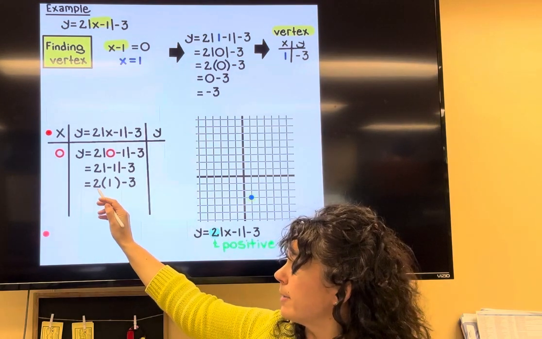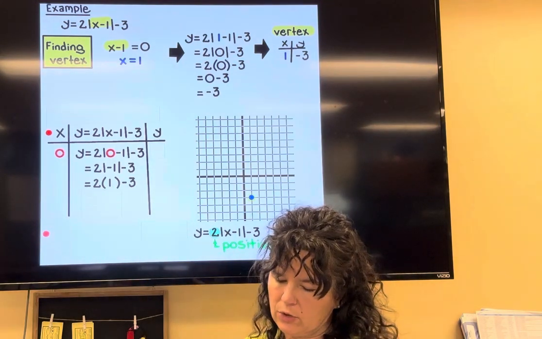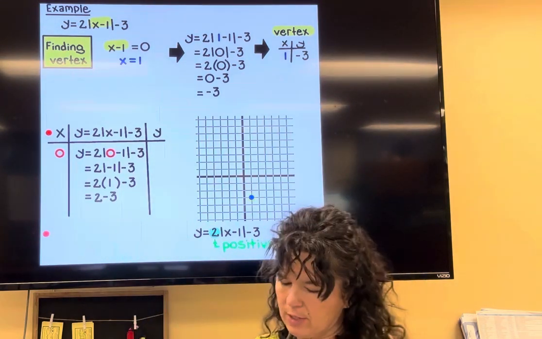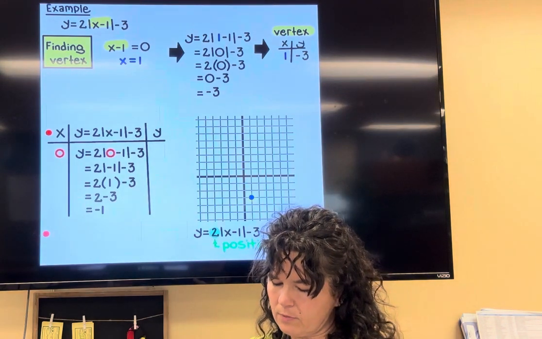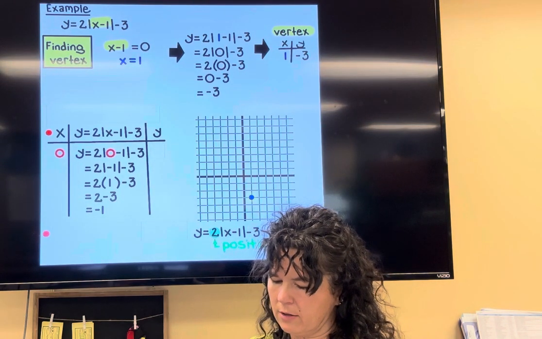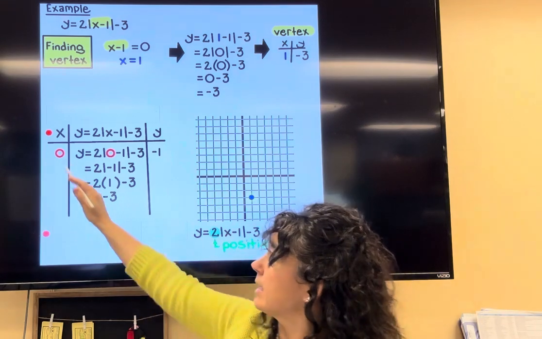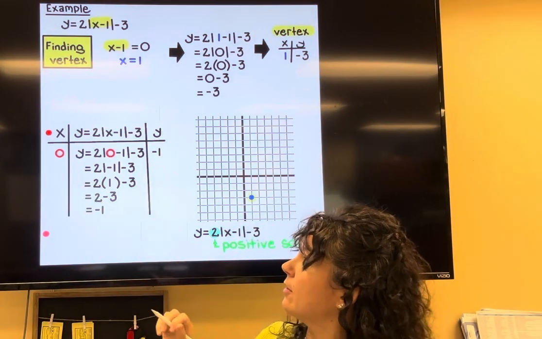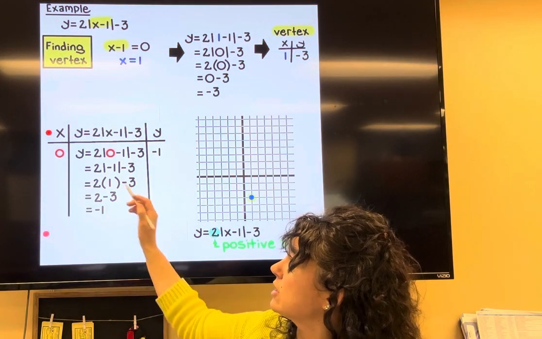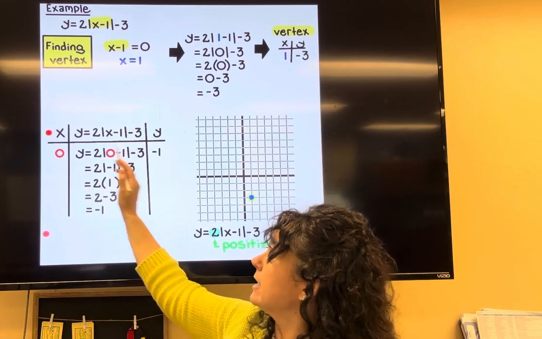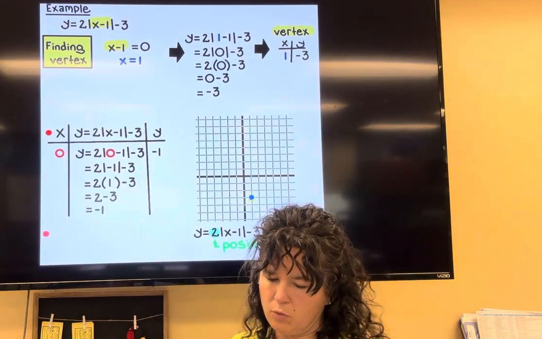Then let's do the multiplication. 2 times 1 is 2, and 2 minus 3 is negative 1. So what we found here is that when I substitute in 0, I get out negative 1. So let's go ahead and plot that point, 0, comma, negative 1.